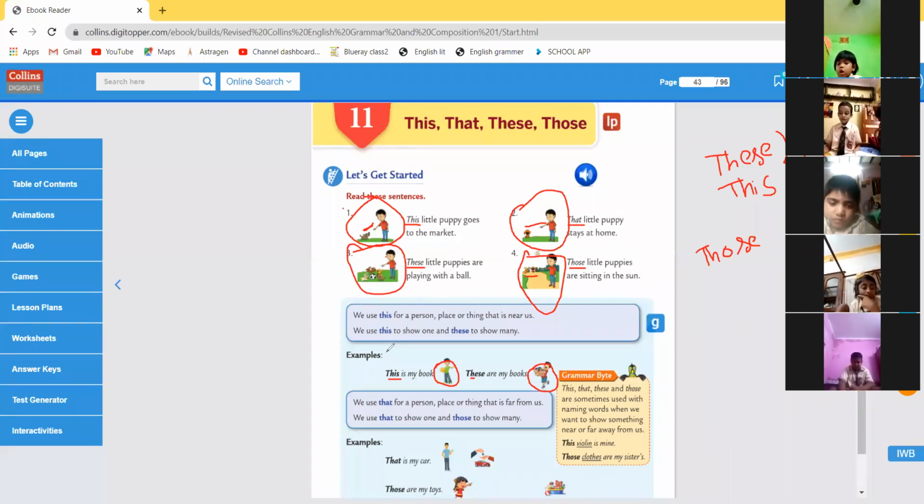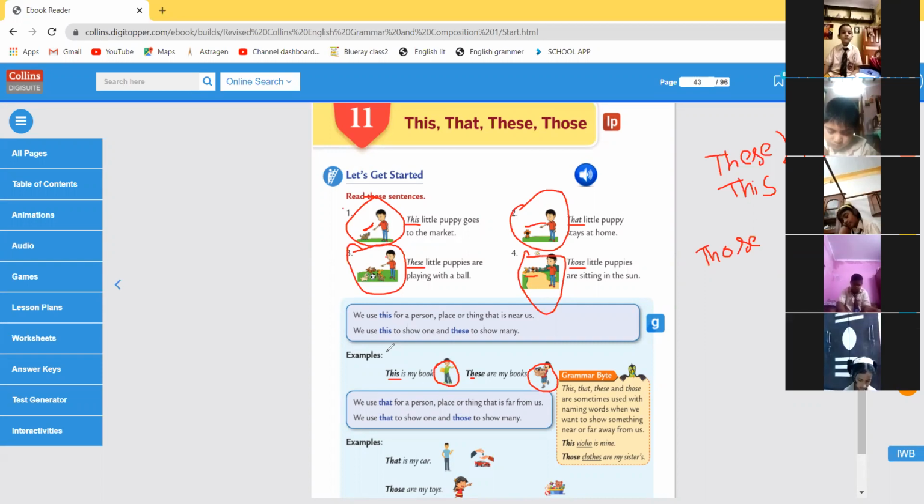So if the thing is near to you and one in number, you will use THIS, this. But if the things are near to you and more than one in number, more than one, you will use THESE, these. Things far from you, more than one in number, you will use THOSE, those.